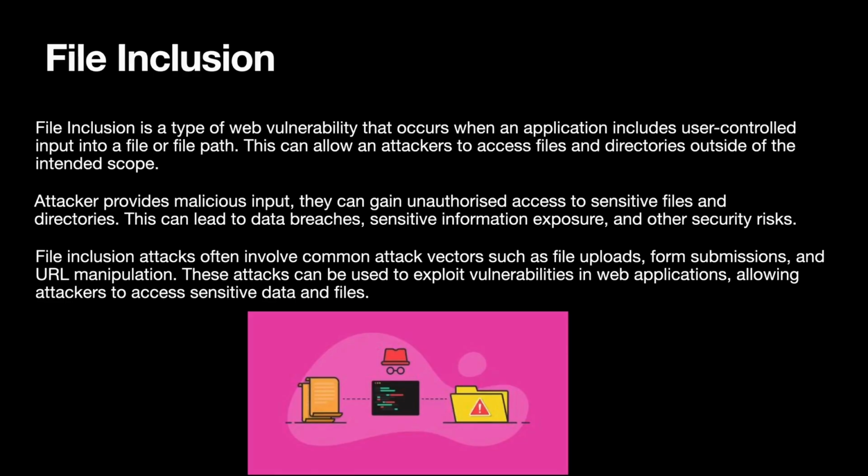So attackers provide malicious input. They can gain unauthorized access to sensitive files and directories. This can lead to data breaches, sensitive information exposure, and other security risks. File inclusion attacks often involve common attack vectors such as file uploads, form submissions, and URL manipulation. These attacks can be used to exploit vulnerabilities in web applications, allowing attackers to access sensitive data and files. So there are two types of file inclusion: local file inclusion and remote file inclusion.